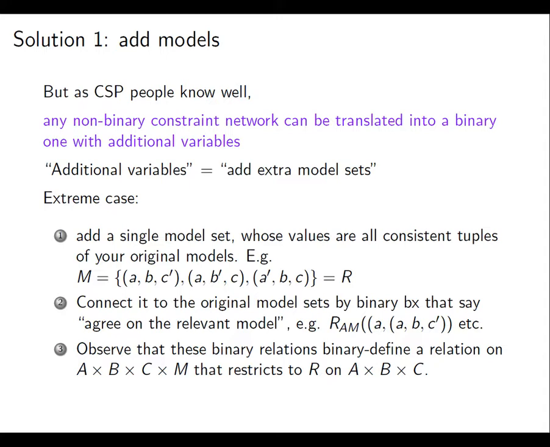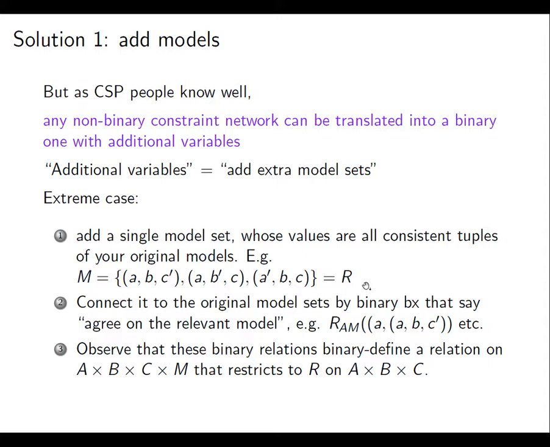Now, there's a whole literature in the CSP field of different ways to do this and the pros and cons of each, and that's briefly discussed in the paper. But the extreme case is to say what we'll do is add a single model set, and the values of that variable, the models in that model set, will simply be all consistent tuples of your original models. So in the case of our tiny example, because we had 3 consistent triangles, we'll add a new model set, call it capital M, and the models in that model set will each be one of those consistent triples. And that's exactly the same as adding our Multiary consistency relation as a model set in its own right.